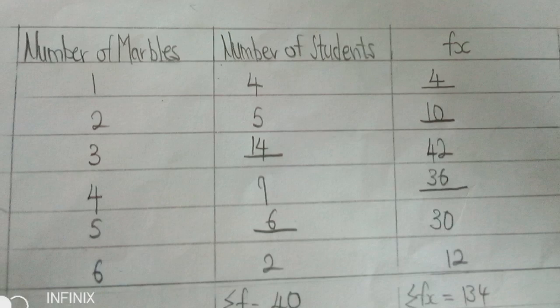4 for the number of marbles, 9 for the number of students, and fx we don't know. So 4 times 9 we get 36. So fx becomes 36. 5 for the number of marbles and number of students we don't know, and 30 for fx. So in this case 5 divides 30 6 times. So the number of students becomes 6. 6 for the number of marbles, 2 for the number of students, and 12 for fx. We've completed the table.